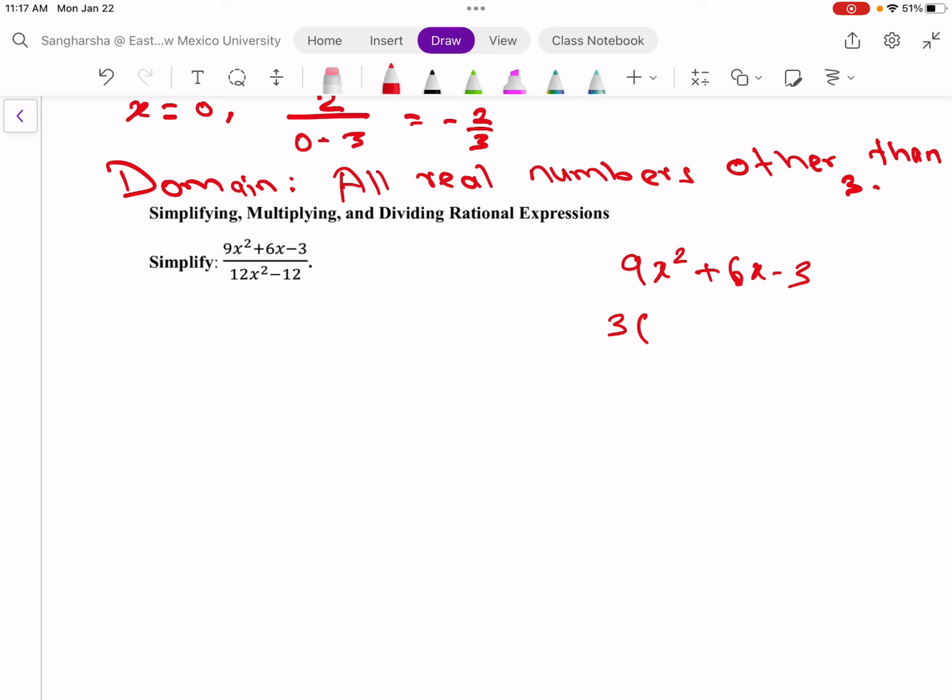So if we factor out 3 from 9x squared, we have 3x squared. If we factor out 3 from 6x, what do we have? We have 2x. And if we factor out 3 from negative 3, we have negative 1, right? Now is it completely factorized? Can we factorize any more? What kind of expression is this? Is this binomial, trinomial, or monomial? It's a trinomial, right?